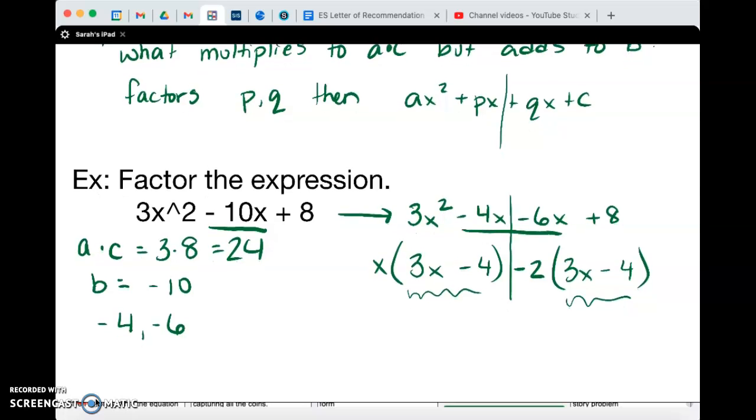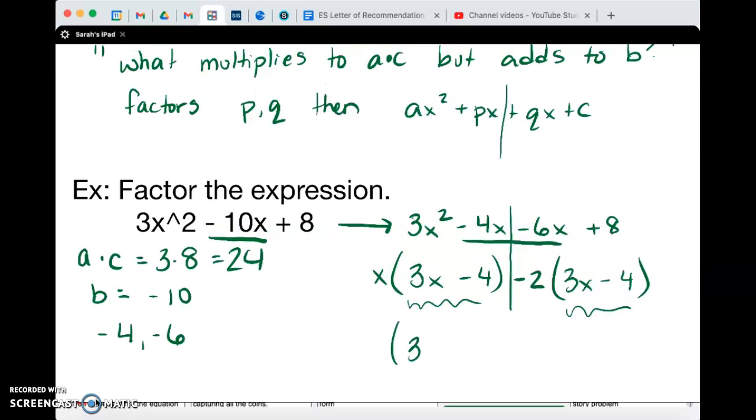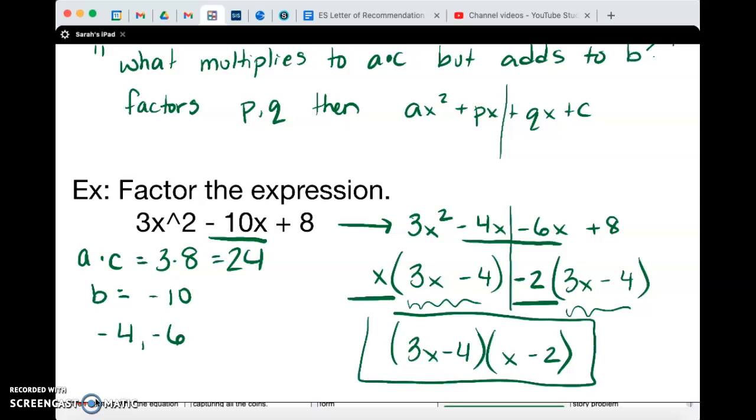We're not quite done yet. I still want to write in factored form. I have one part that's 3x minus 4. The other part comes from the pieces that were factored out. X was factored out and minus 2 was factored out, so that's its own set of parentheses by itself. This is the factored form of 3x squared minus 10x plus 8.